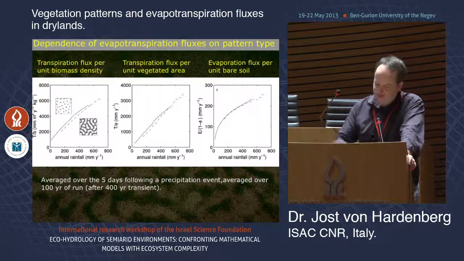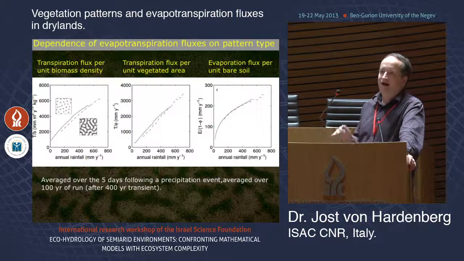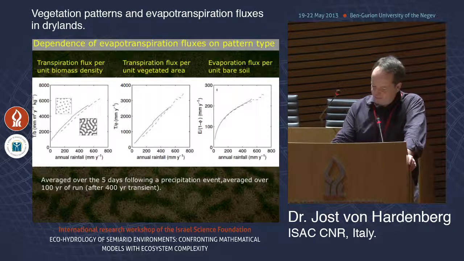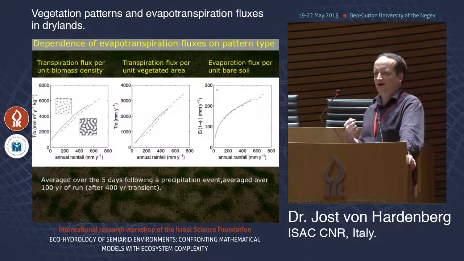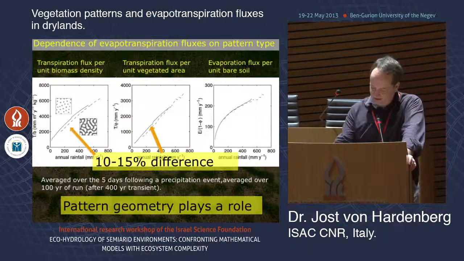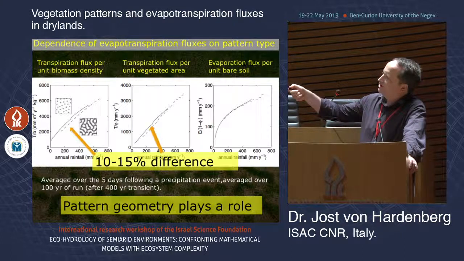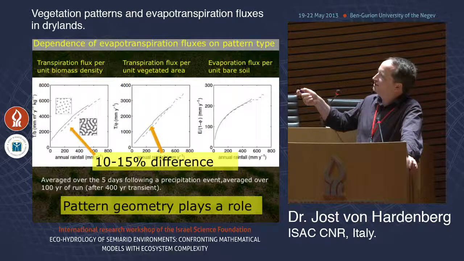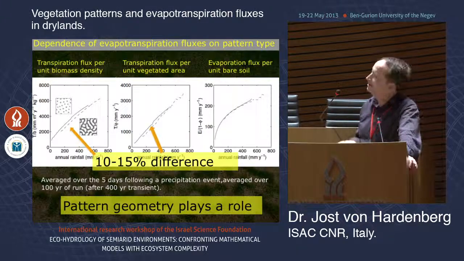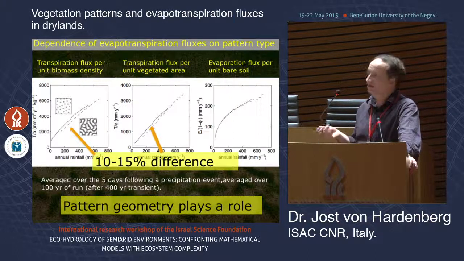layer. We actually have to consider, though, that the biomass densities of these two types of patterns are different, as we have seen. So it's probably more instructive to look at these plots if we normalize by the fraction of area covered and normalize per unit biomass. And if we do this exercise, we see quite nicely, this is transpiration per unit biomass, whereas here it's transpiration per unit vegetated area, and we have evaporation per unit bare soil. And here we find that evaporation per unit bare soil does not change significantly.